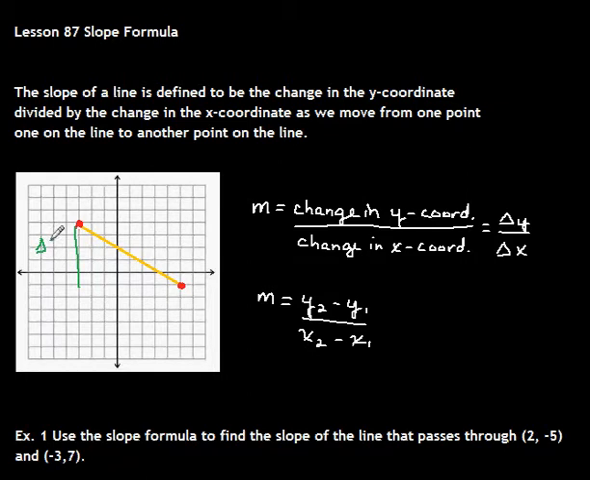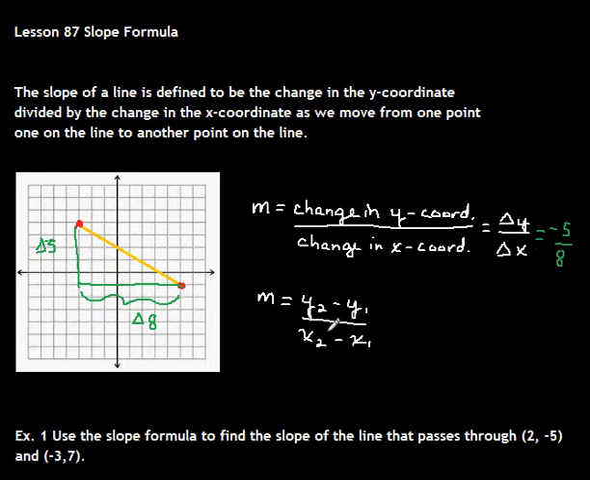Sometimes we use triangles to represent change. The change would be -5 actually, because we went down. And from this point, this would be our change in our x-coordinate. From one x-coordinate to the other, we go 1, 2, 3, 4, 5, 6, 7, 8. So our change in x would be 8. The slope formula says slope is the change in the y-coordinate over the change in the x-coordinate. So for this case, the slope would be -5 over 8.